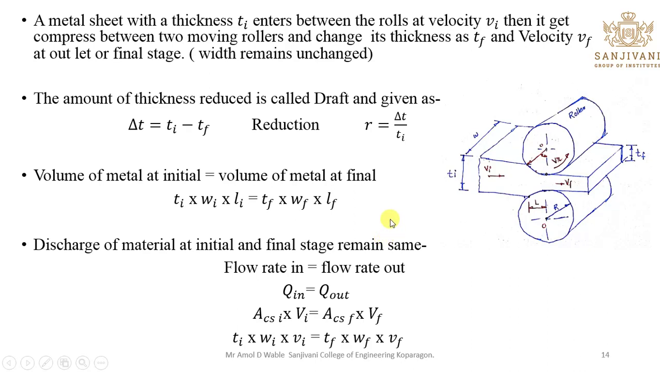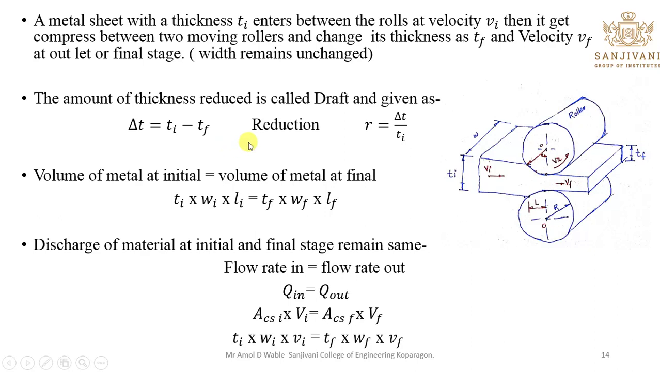So here, as we are interested in finding the power, torque or force, we require this condition first. The metal sheet with thickness Ti enters between the rollers at a velocity Vi. Then it gets compressed or squeezed between the rollers and changes its thickness from Ti to Tf and its velocity to Vf.